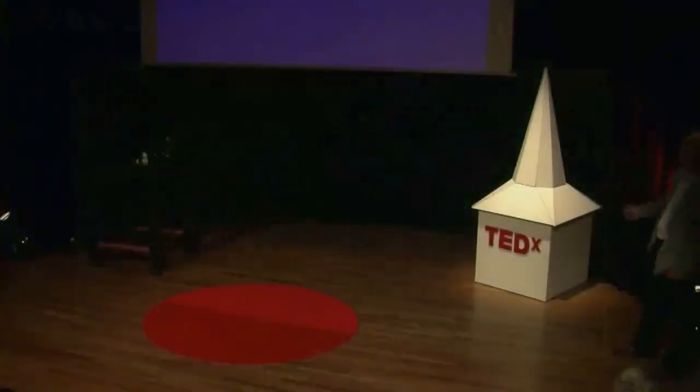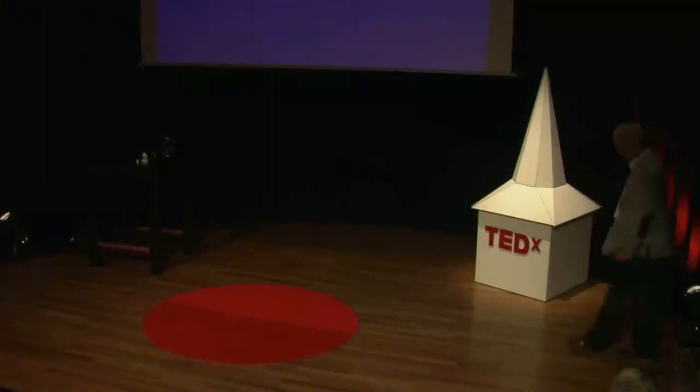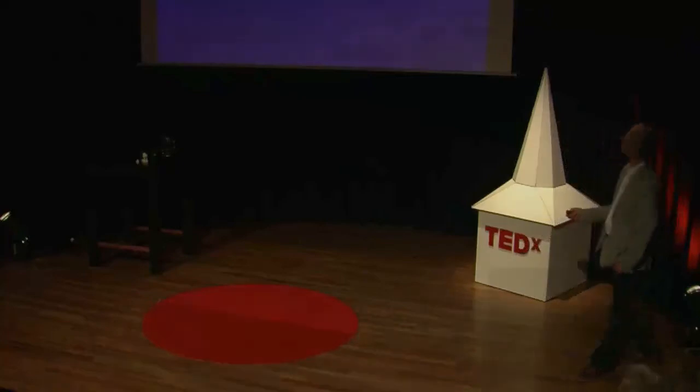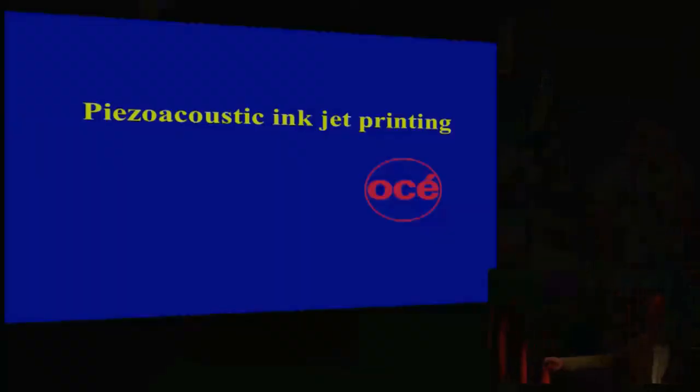And I wanted to show other things where bubbles are important, not only in nature, but also in technology. And I come to inkjet printing, and we have heard about this earlier this morning on inkjet printing.